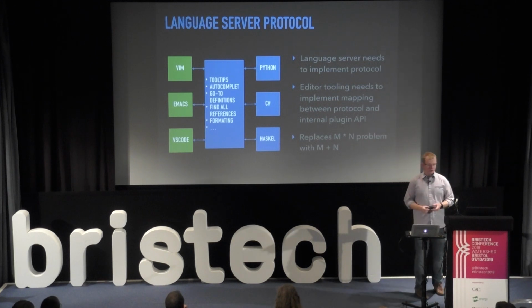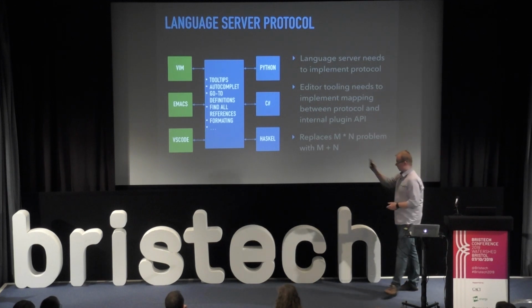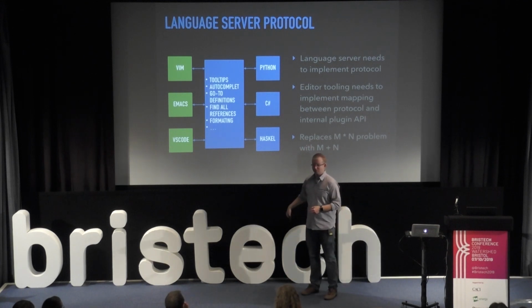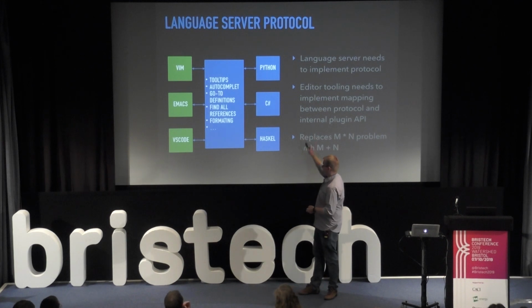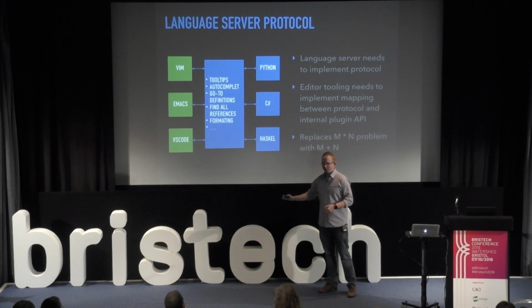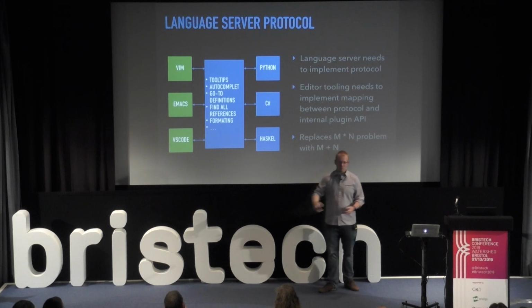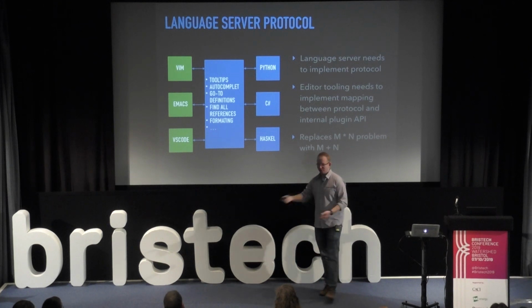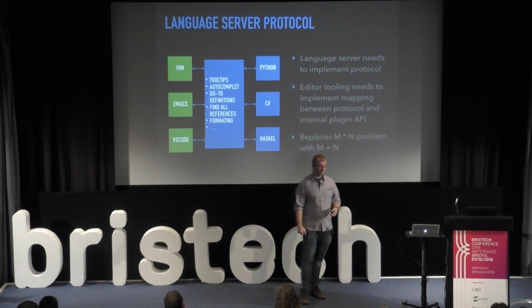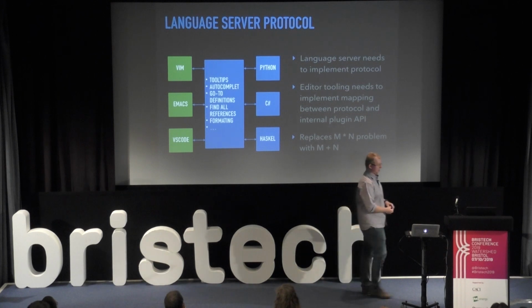So in this new brave world, we have a situation like that. Instead of communicating directly with arrows everywhere, we have Python, C#, Haskell, whatever language you want, a language server. It implements the Language Server Protocol, which provides communication for this standard set of features like tooltips, autocomplete, go to definition, find all references, format document, format range, and a whole bunch more. There are like 20 or 30 of those endpoints that you can implement.